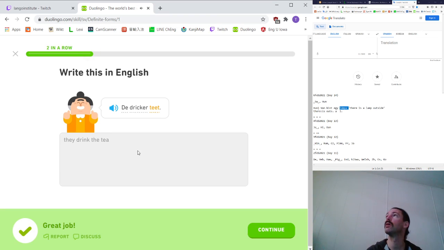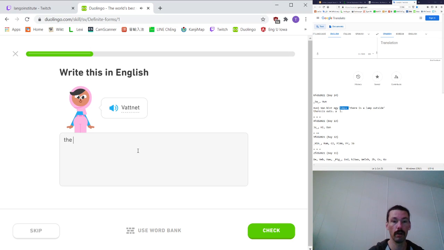What was the other one we talked about, where it's a different gender? Wine. So wine and tea, these words for drinks, were borrowed into the languages after we broke up from a common origin. So we wouldn't expect them to have the same gender. It's a little bit random. Vattnet. Water.